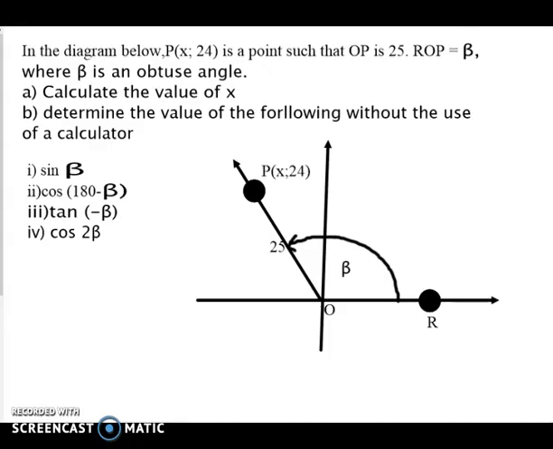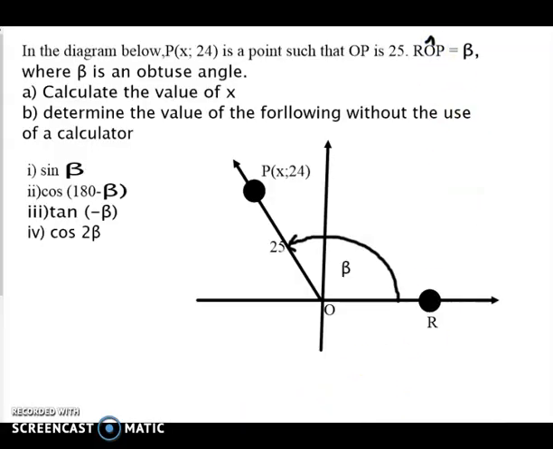In the diagram below, P with the coordinates x and 24 is a point such that OP is 25, angle ROP is equal to beta, where beta is an obtuse angle. Calculate the value of x. Then determine the value of the following without the use of a calculator. Amongst them is sine of beta, cos of 180 degrees minus beta, tan of negative beta, and cos 2 beta, double angle identity. So let's get going.